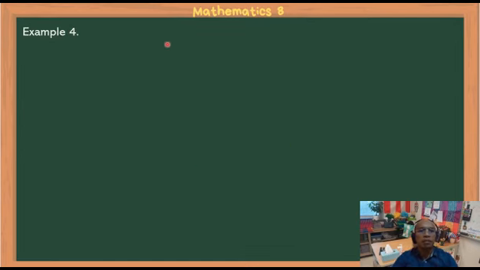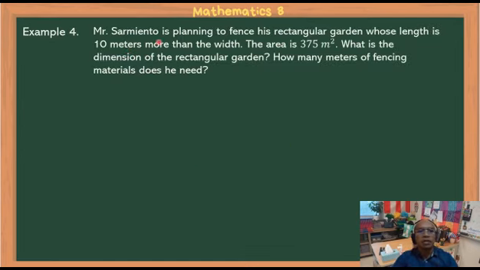Now let's have example number 4. Mr. Sarmiento is planning to fence his rectangular garden whose length is 10 meters more than the width. The area is 375 meters squared. What is the dimension of the rectangular garden? How many meters of fencing materials does he need?